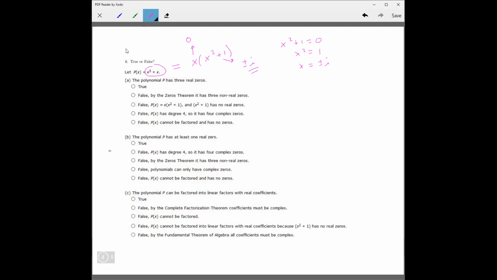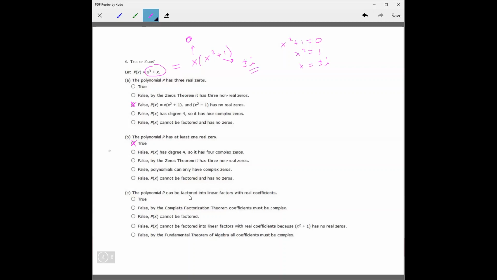So part A, true or false? The polynomial P has 3 real zeros. Well, it has 1 real zero and 2 complex non-real zeros, so that's false. P of x is x times x squared plus 1, and x squared plus 1 has no real zeros. So this would be the best answer to that one. Part B, the polynomial P has at least 1 real zero. That's true, because 0 is real, and it's a zero.